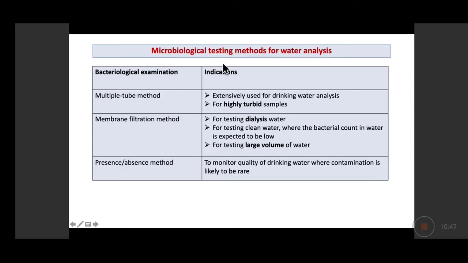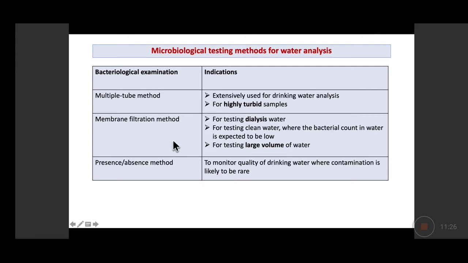So what are the different tests that we perform in microbiology for the testing of water? Generally, we can divide them into three main tests. One is the multiple tube method, second is the membrane filtration method, and third is the presence or absence method. The multiple tube method is extensively used for drinking water analysis, and it can be used for highly turbid samples. So its advantages are that it can be used for highly turbid samples, and it is extensively used in labs for drinking water analysis.